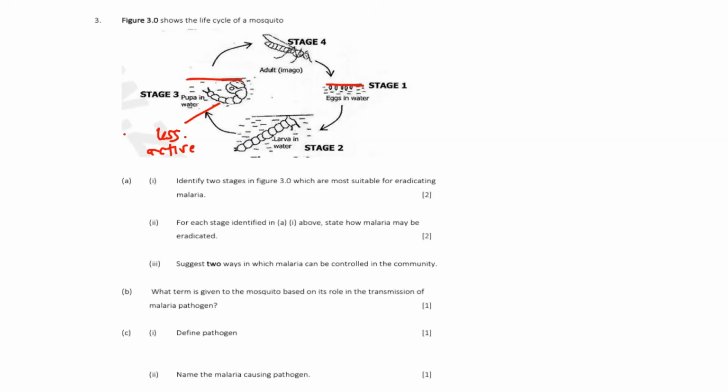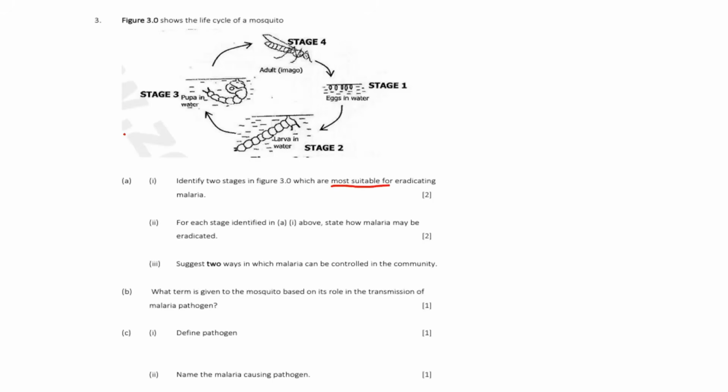One of the questions that we have, which is A here, is to identify 2 stages in figure 3.0, which are most suitable for eradicating malaria. So eradicating malaria, to eradicate is to get rid of. Okay, so which two stages are most suitable for eradicating malaria? Now look at this one, most suitable. That is the keyword here, most suitable.